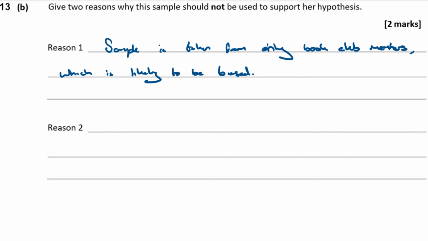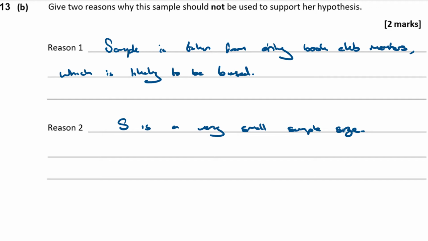Okay, and the other reason, you can have all sorts of reasons. The sample is not very big. There's only 5 people, so it's a small sample. 5 is a very small sample size. So 5 is not a very good number of people to ask. You'd want to ask more people.